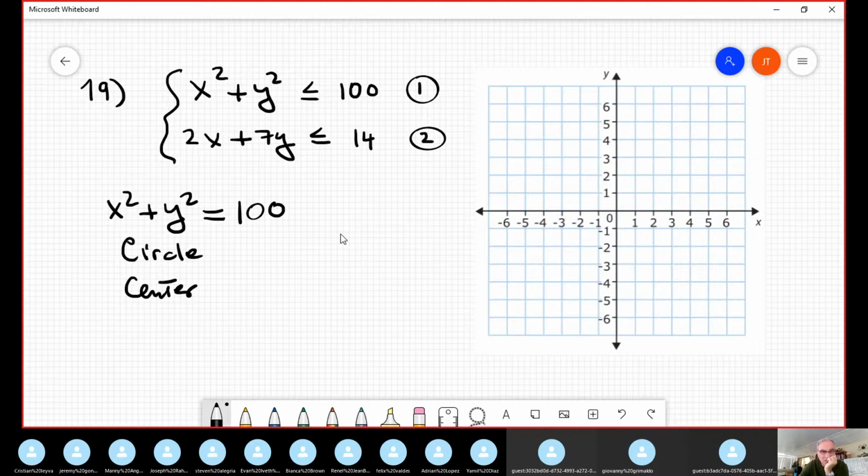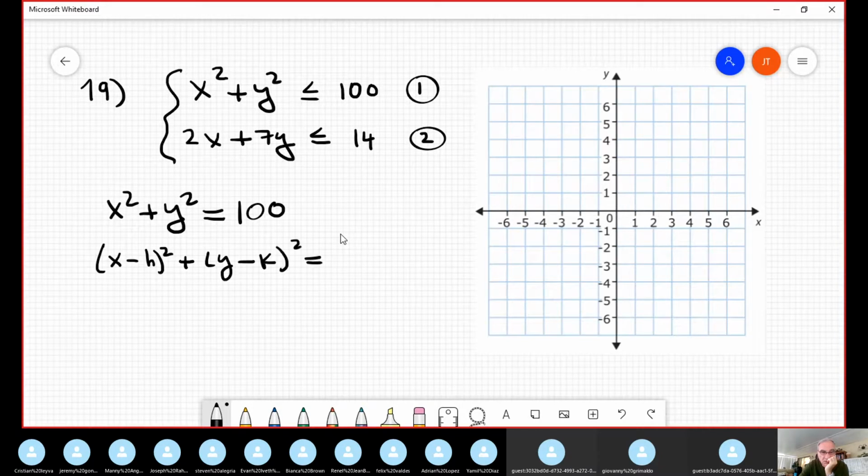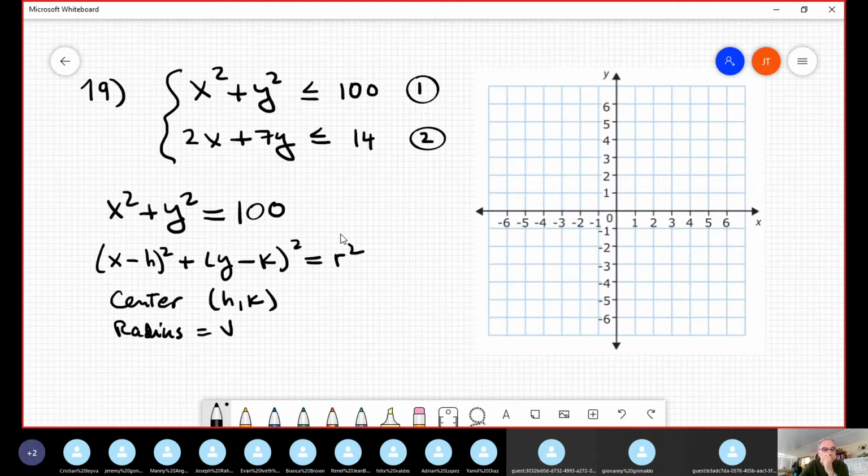Okay, guys, let me recall something. Circle. Remember the equation for the circle in standard form is (x minus h) squared plus (y minus k) squared equals r squared. The center is located at the point (h, k), and the radius is the square root of r squared. So you take the square root of this.